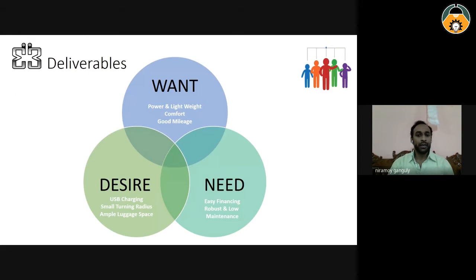So finally, we were able to focus on these particular deliverables for what a rickshaw driver, be it a fleet or an individual rickshaw driver, is going to be looking for. So they were looking for lightweight, comfortable, good mileage, easy to finance, robust, and also certain creature comforts put in as well. We have classified these things into 3 different categories of want, desire, and need.